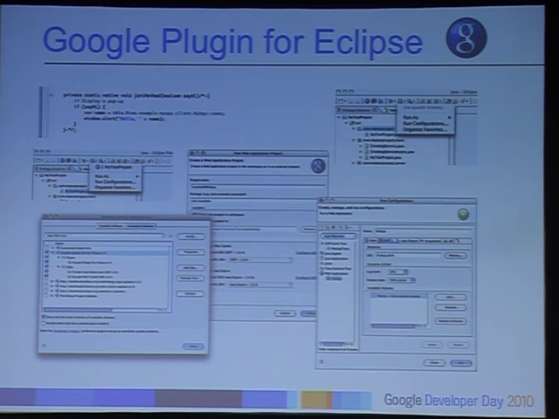So Google plugin for Eclipse gives you a lot of different capabilities. If you're writing JavaScript native methods, there actually is code syntax highlighting and code completion for that. There are wizards to help you run, compile, and deploy the code. You have quick fixes for things like creating RPC services. And in general, it is the place where you're going to prefer to do GWT development.